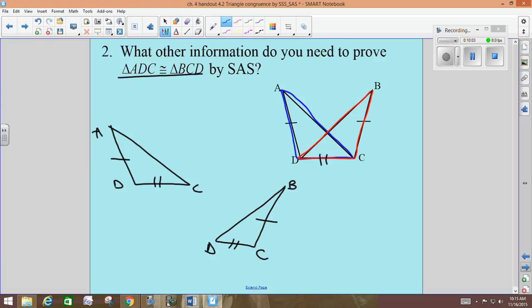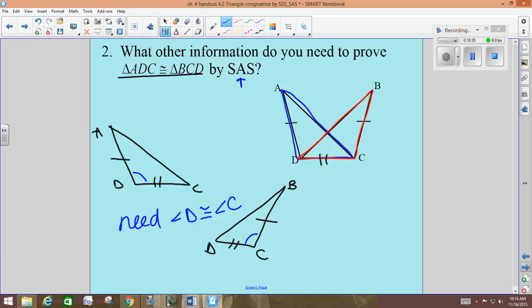Do I need a side or an angle? I need an angle, right? Because I have the two sides of side, angle, side. And we need it to be the angle between the two sides. So which angle is marked between AD and DC? D. And which angle is between BC and DC? C. So when you look at them as two separate triangles, you could write we need angle D congruent to angle C.